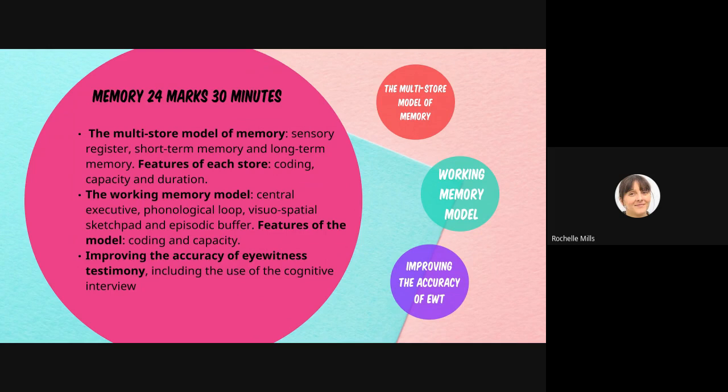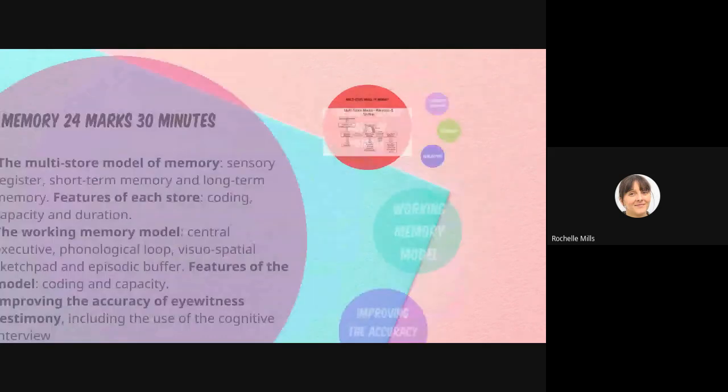The first bullet point we'll look at is the multi-store model of memory. Within this, we need to be aware of the sensory register, short-term memory, long-term memory, and the features of each store, including the coding, capacity, and duration of each of the stores within the multi-store model of memory. So we'll start with that.